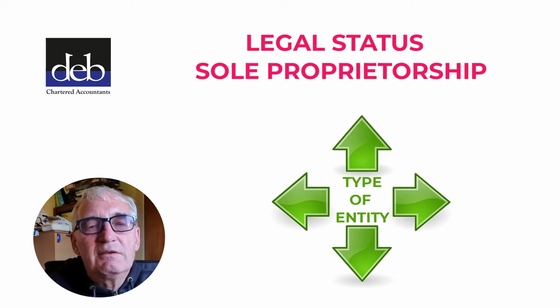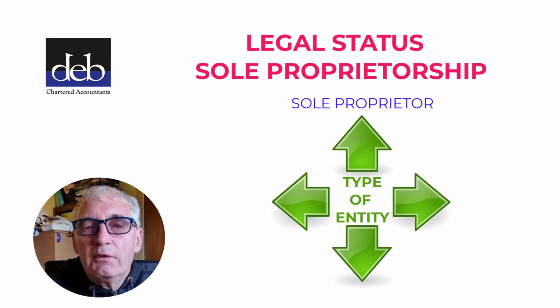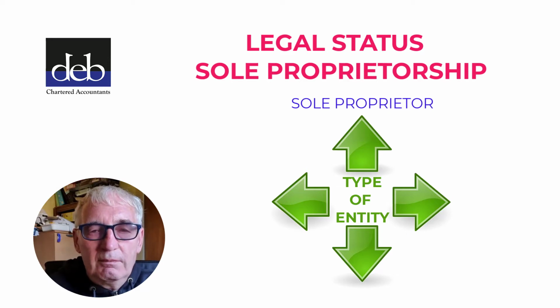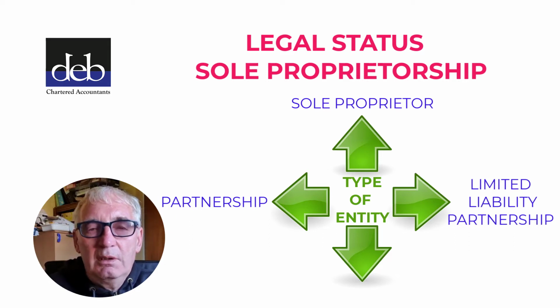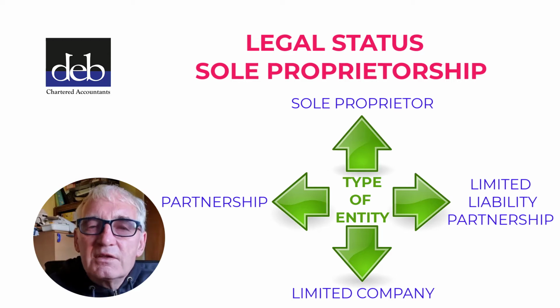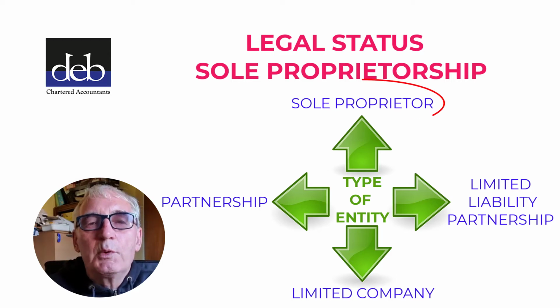There are 4 basic forms of business organisation. Each has its own benefits and drawbacks and is treated differently for legal and tax purposes. These are sole proprietorship, often referred to as a sole trader, a partnership, a limited liability partnership, and a limited company. In this video, we'll consider sole proprietorship.